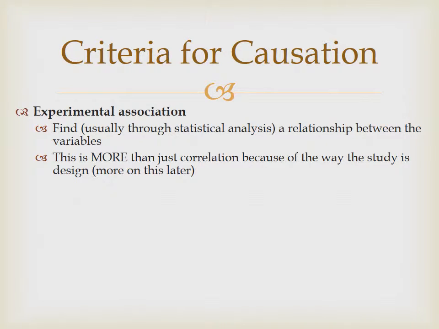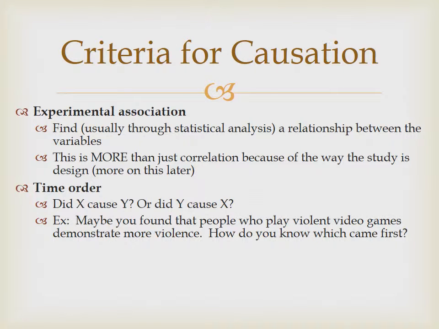So first, there must be empirical association. You'll find a relationship between the variables. And if that alone is all you have, we might call that correlation, which we've already learned about. But this is more than correlation because of the way the study is designed, and we're going to get to that in a few slides.